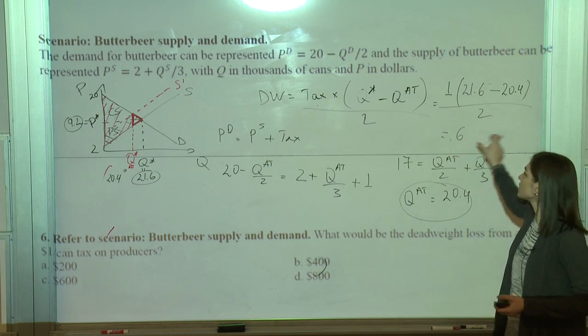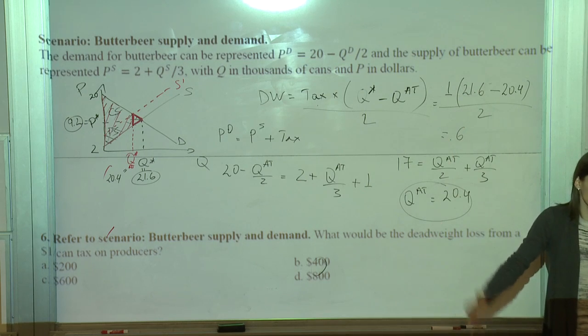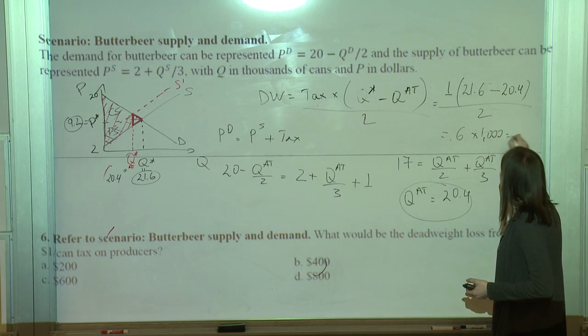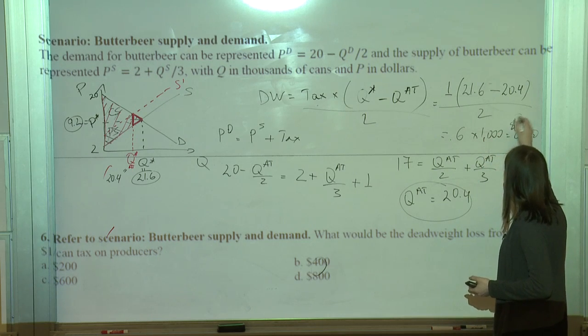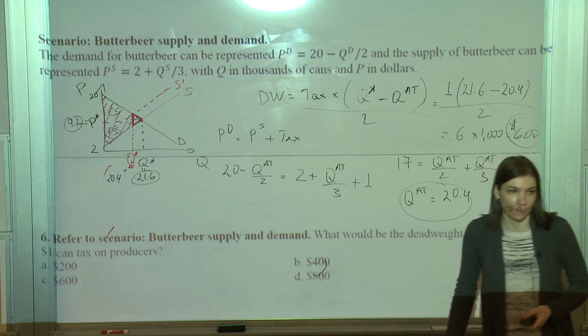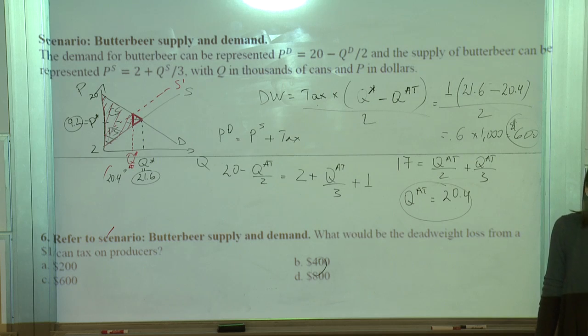Deadweight loss is 0.6, however, quantity is in thousands again, so we multiply by 1,000. Then it becomes $600, which is answer C over there. All right. Any questions?